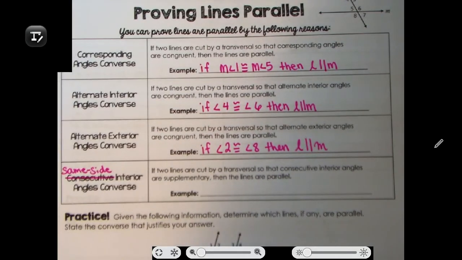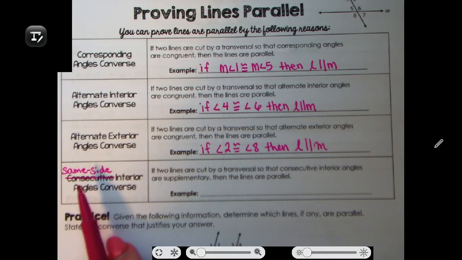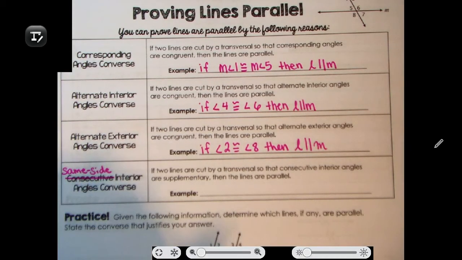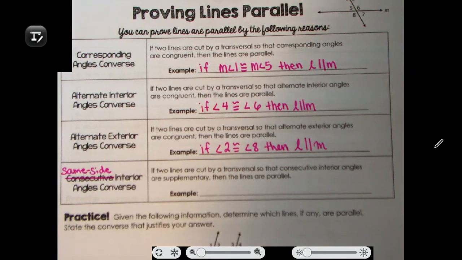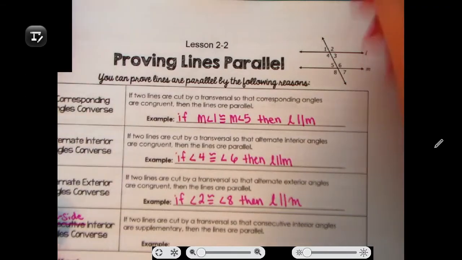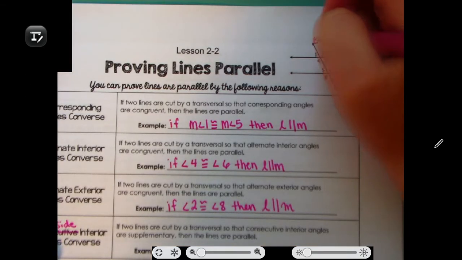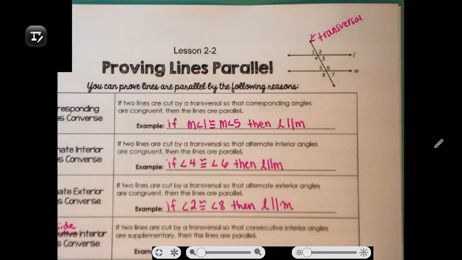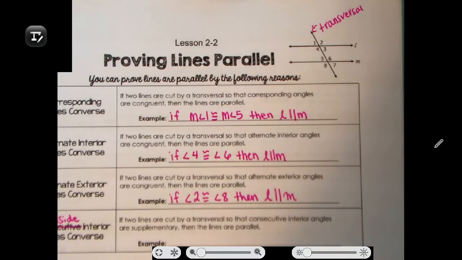So our last one here, I crossed out consecutive. Our textbook and most textbooks call it same side interior angles converse. So just cross out. You will see it as same side, which sounds a lot less confusing than consecutive, I think. So now we're talking about interior angles that are on the same side of the transversal. And let me just remind you that this line that cuts through is the transversal. So whatever line is forming all of the angles, that's our transversal. So I just want to point that out again.